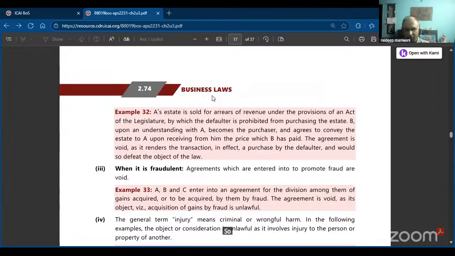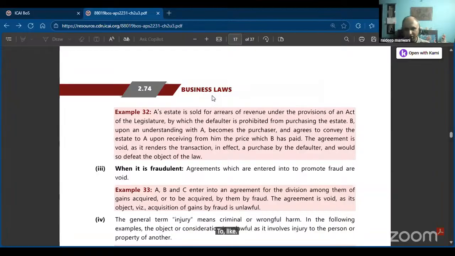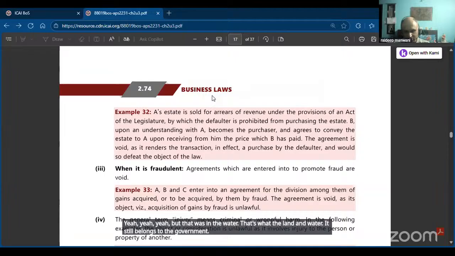Sir, but didn't you say that around 1 or 2 kilometers from the land of, for example, Andaman and Nicobar, into the sea still belongs to the government to conduct activities like fishing? Yeah, but that was in the water. That's what the land and water. It still belongs to the government. It still belongs to the court.